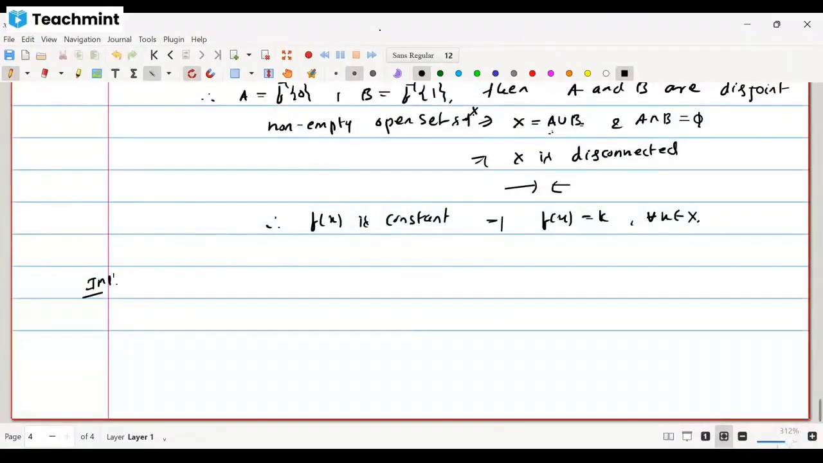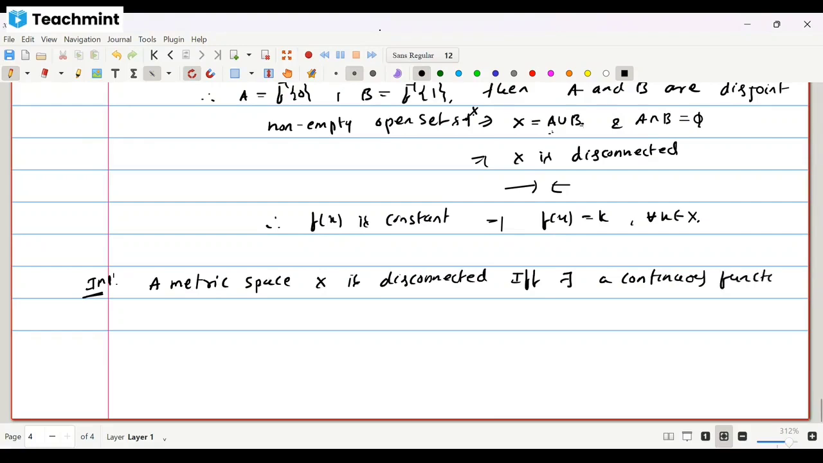This one is also important. A metric space capital X, statement to be proved: a metric space X is disconnected if and only if there exists a continuous function from X onto a 2-point discrete space.